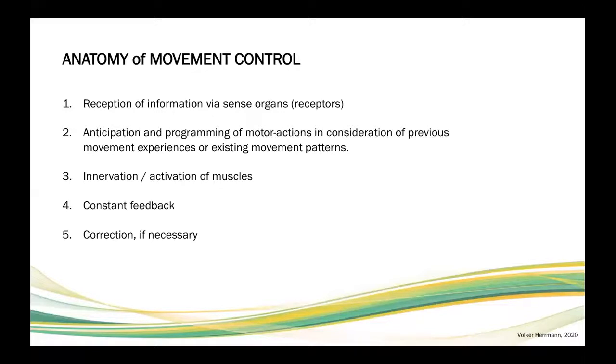And once this happened, the brain sends an impulse to the muscles. It's innervating or activating the muscles, and that's when the action takes place. We get the information from the receptors. Our motor program is going to be adjusted, and then this adjusted motor program is shared with the muscles to activate and to execute the movement. And even during this movement, we have a constant feedback of the receptors. And of course, according to this feedback, the brain might correct or adjust the ongoing movement if necessary.